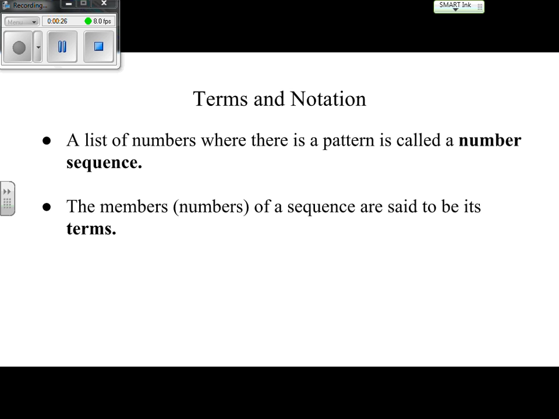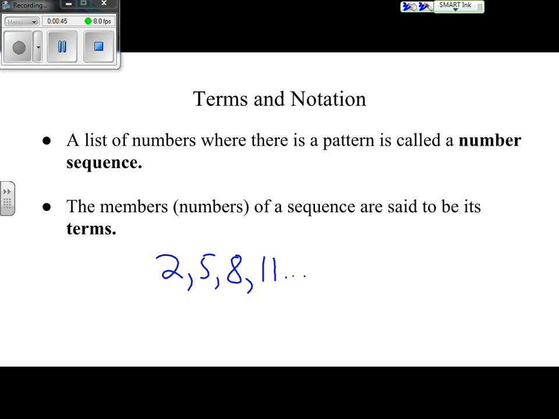Well, a sequence is a list of numbers where there's a pattern. So I could take a random number like 2 and then go to 5 and then 8 and then 11. And it might just look like I'm just sort of listing off some numbers that are increasing in value, but there's a specific pattern here.